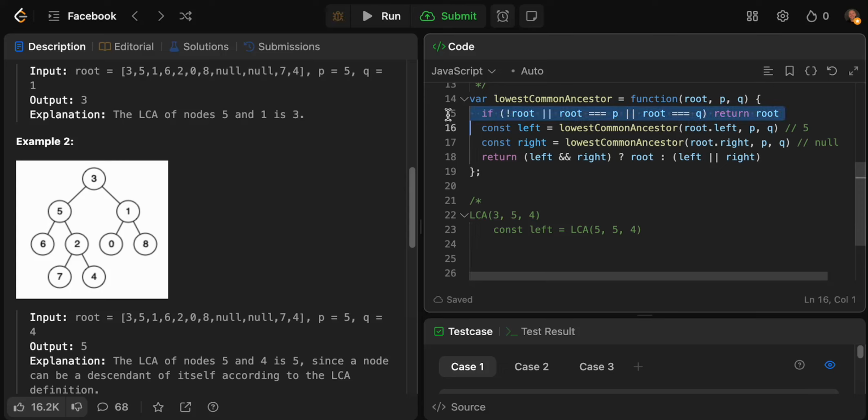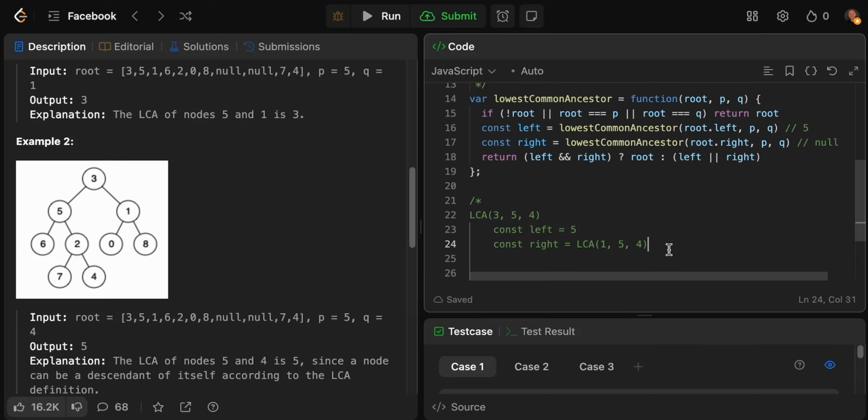And then that is when we hit this here, line 15. So yes, our root is equal to a P or a Q. So then what we do is we end up passing back that value. So this LCA of 5, 5, and 4 is actually now just equal to 5. And then we did the same thing. So we have constant of right, and we're calling the LCA of the right. So the right of 3 is 1. And then we also have our P and our Q, which would be 5 and 4.